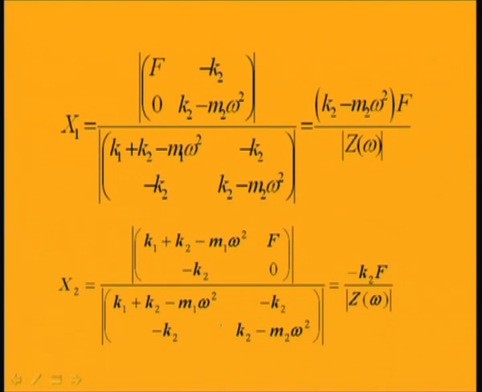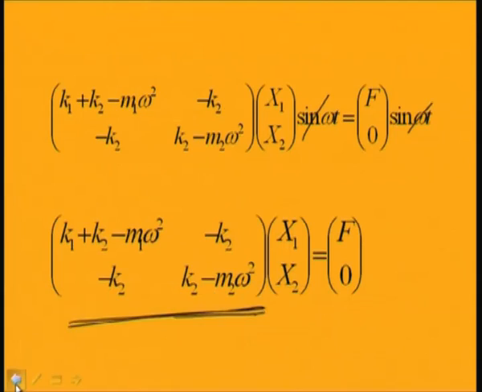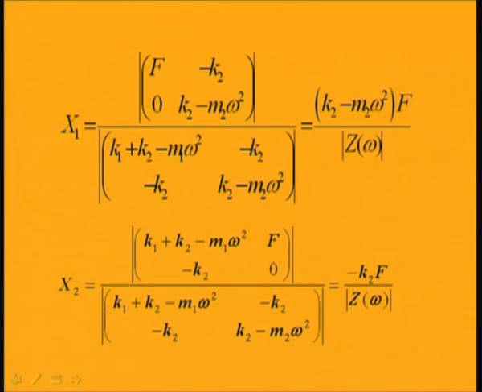And x2 can be obtained from this also. When you are getting x2, you just replace the second column by f0. So, this becomes k1 plus k2 minus m1 omega square, f0, minus k2, 0, divided by the determinant of z omega. As it is multiplied by 0, the first term becomes 0 and the second term equals minus k2 f0. So, minus minus, this becomes plus k2 f0 by the determinant of z omega.